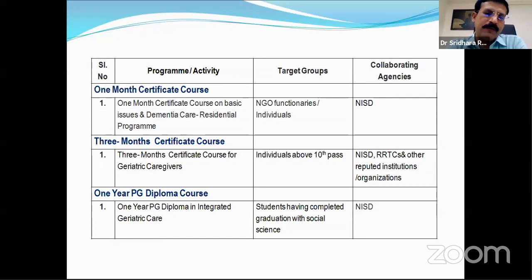This month probably we are giving the advertisement for the next year's admission. For this year's admission, right now across all of India, we are organizing this program in our NSD only.